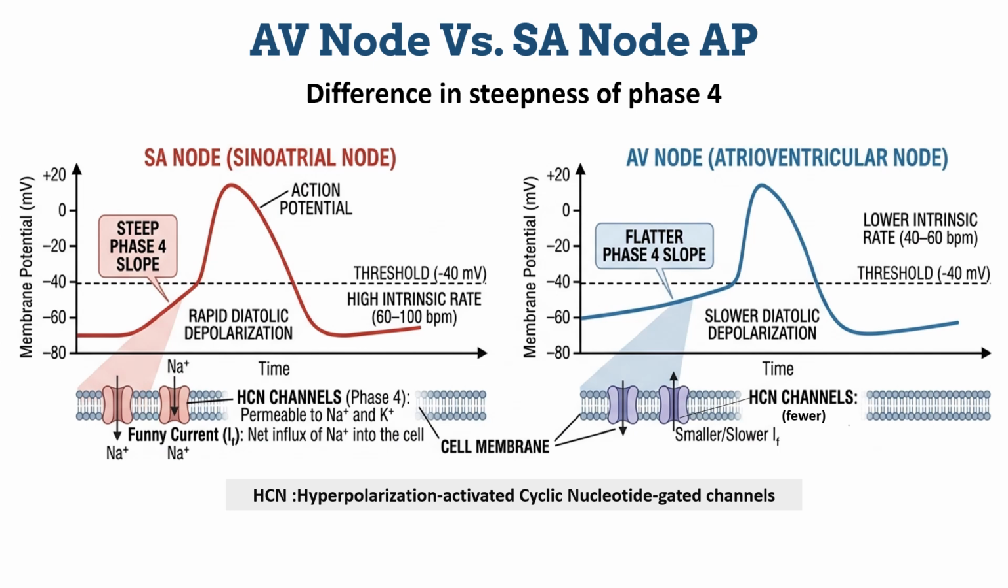In contrast, the atrioventricular node has a flatter slope and a lower intrinsic rate of 40 to 60 beats per minute because it has fewer of these channels, resulting in a slower inward current.